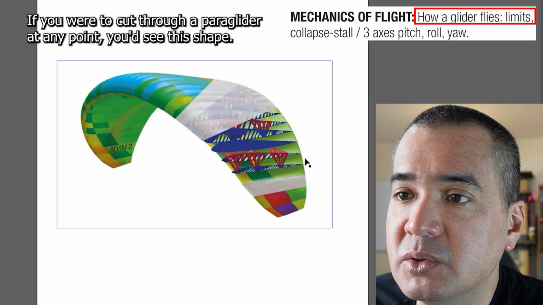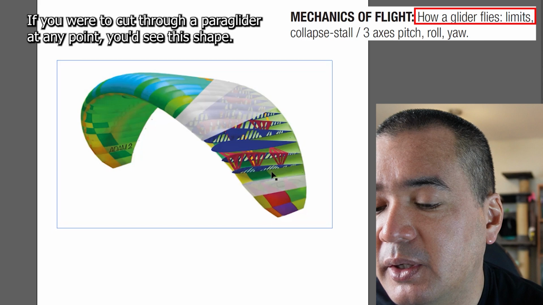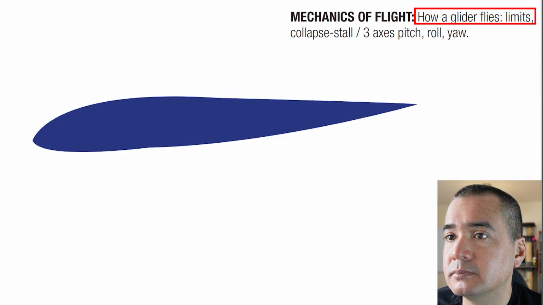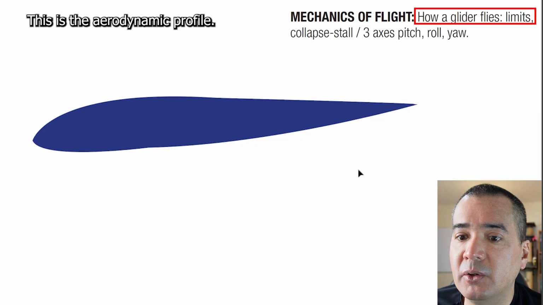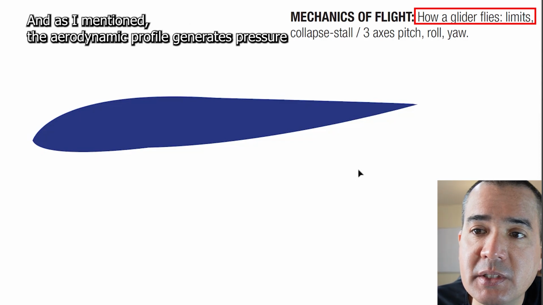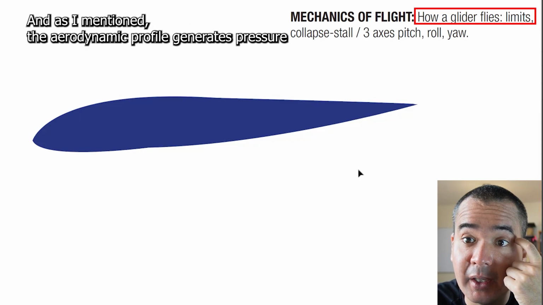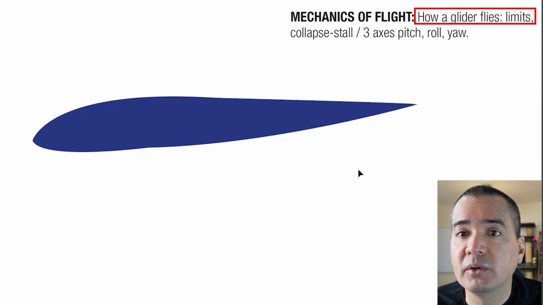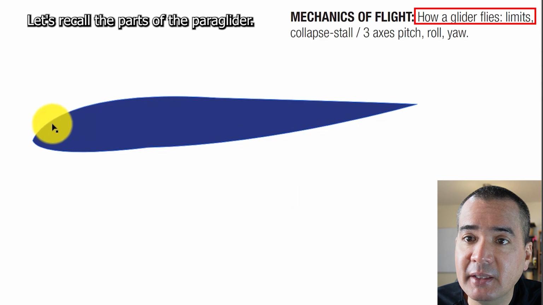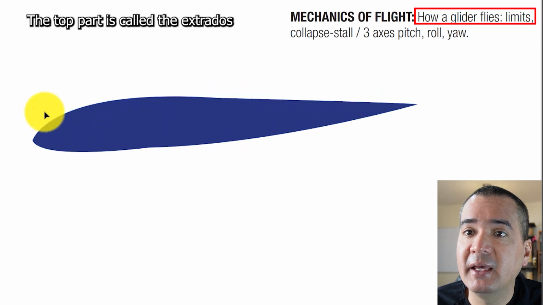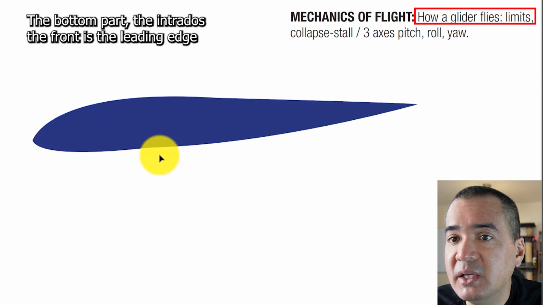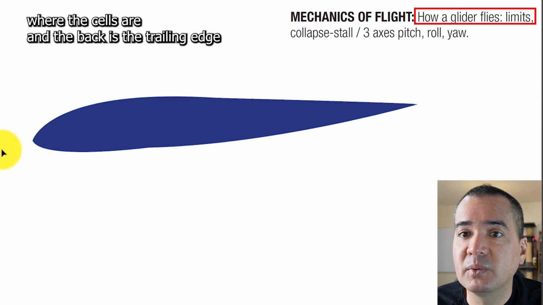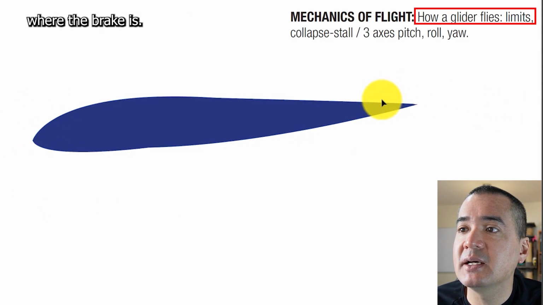If you were to cut through a paraglider at any point, you'd see this shape. This is the aerodynamic profile, and as I mentioned, the aerodynamic profile generates pressure along its surface. Let's recall the parts of the paraglider. The top part is called the extrados, the bottom part the intrados, the front is the leading edge where the cells are, and the back is the trailing edge where the brake is.